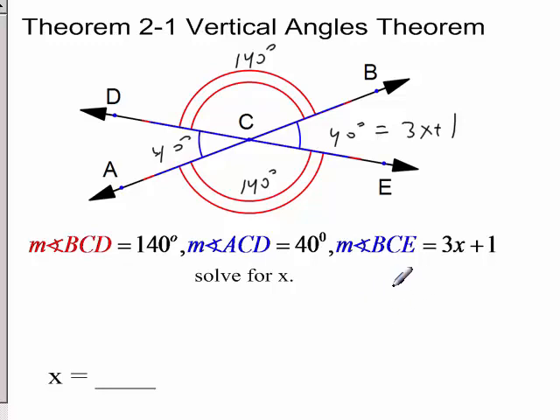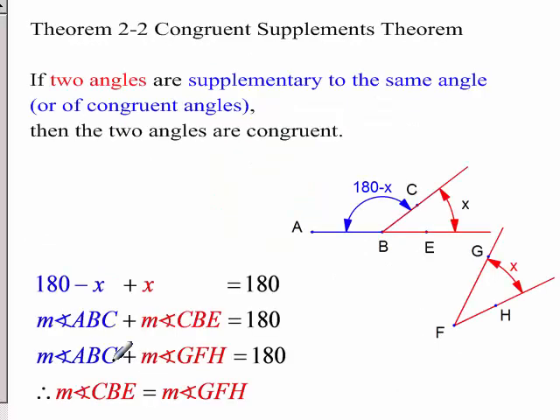So now we're ready to do the math. Subtract the 1 from each side. Divide by 3. So x is 13.